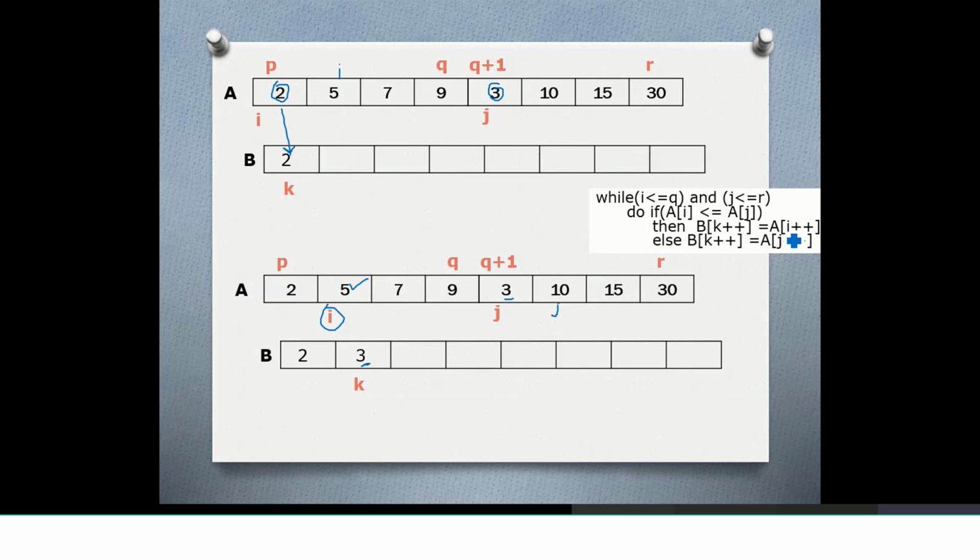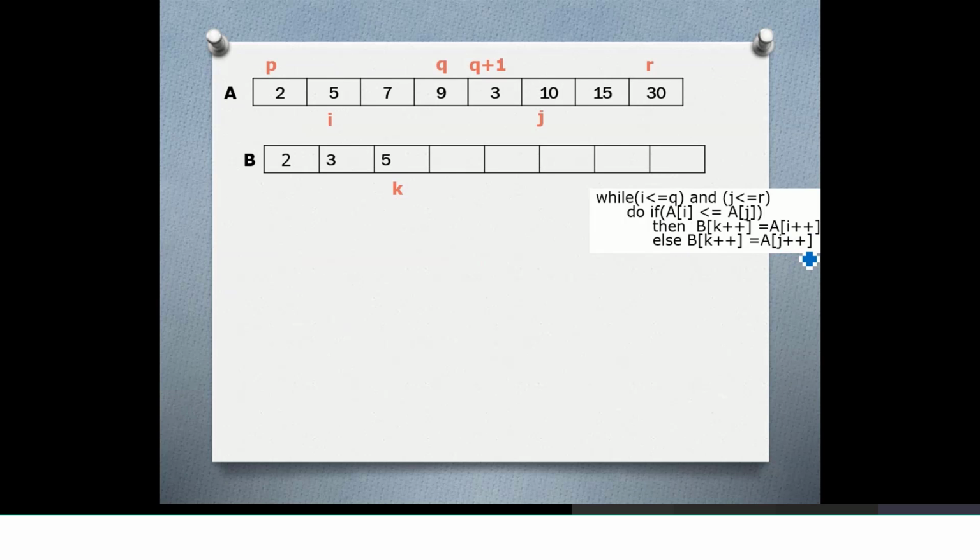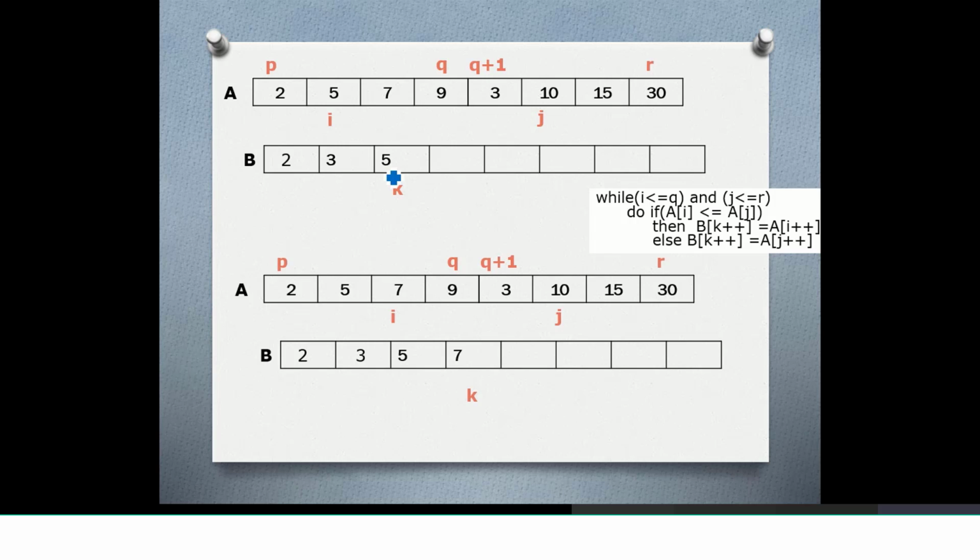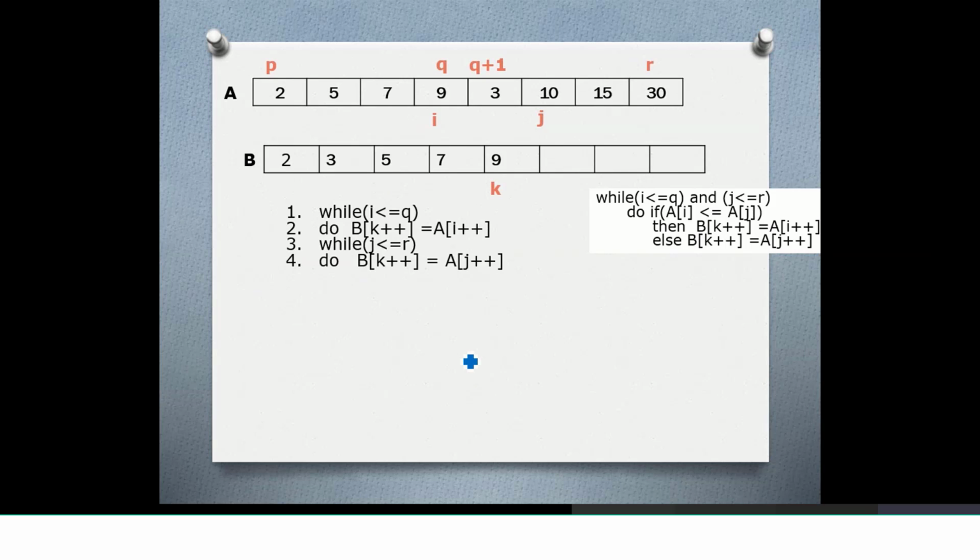You can observe that only index I will be moved, I plus plus, or index J will be moved, not both indexes. This activity will be further performed. 5 will be compared with 10. 5 is smaller, it is transferred into B, and index I moves one step. Then 7 is compared with 10, and 7 is transferred into B. After that, 9 is compared with 10, and 9 is transferred into B. Now you can see that index I will be moved here.